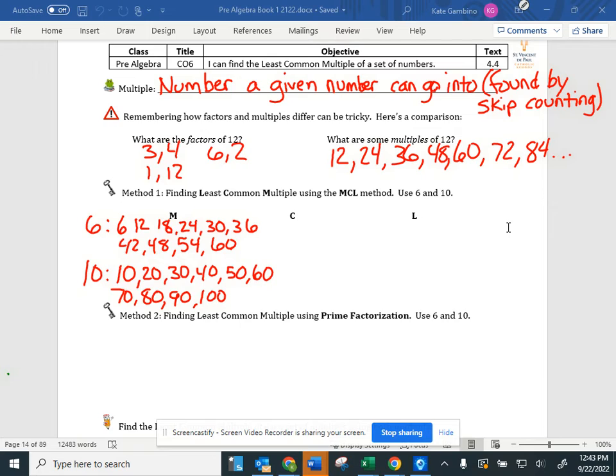So what we're going to do, we found our multiples. Now let's find the common multiples. We are both showing up at 30. We also have a 60. So those are the ones that we have in common. So I know that they had 30 and 60 in common. Now we need to find the least common multiple. So the least is our smallest one.